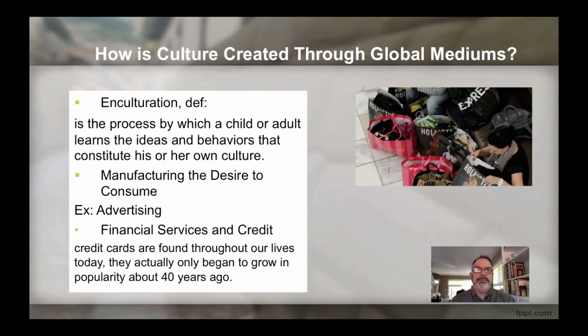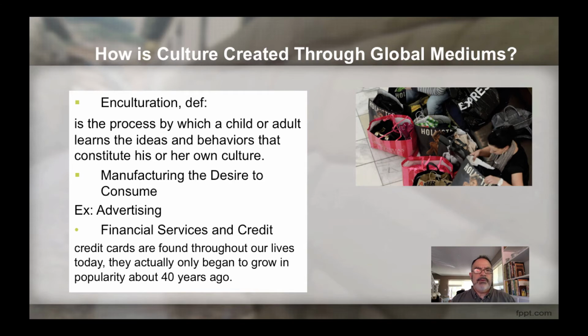How is culture created through global mediums? Well, let's go to how culture is created through micromediums, first of all. The micromedium is really enculturation, which is the process by which a child or adult learns the ideas and behaviors that constitute his or her own culture. So that's how we manufacture, for instance, the desire to consume, which goes from a macro level to a micro level.